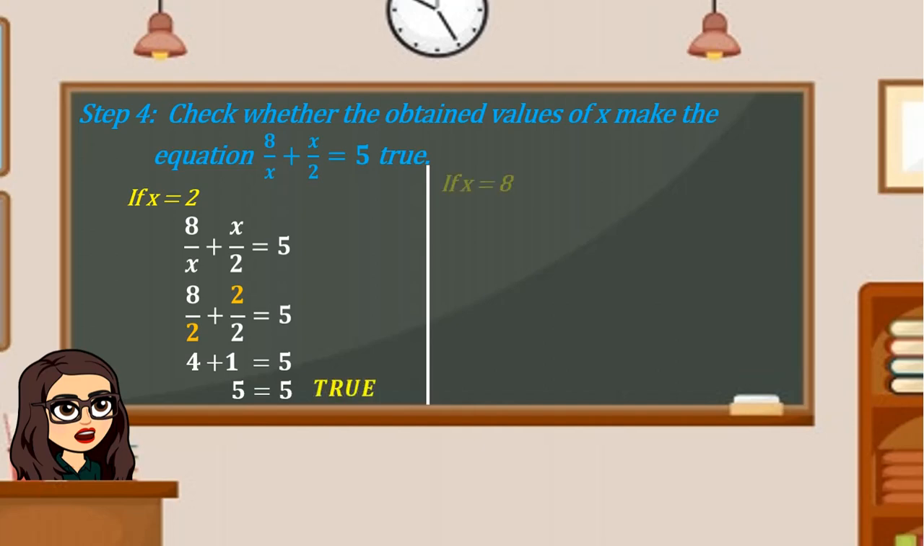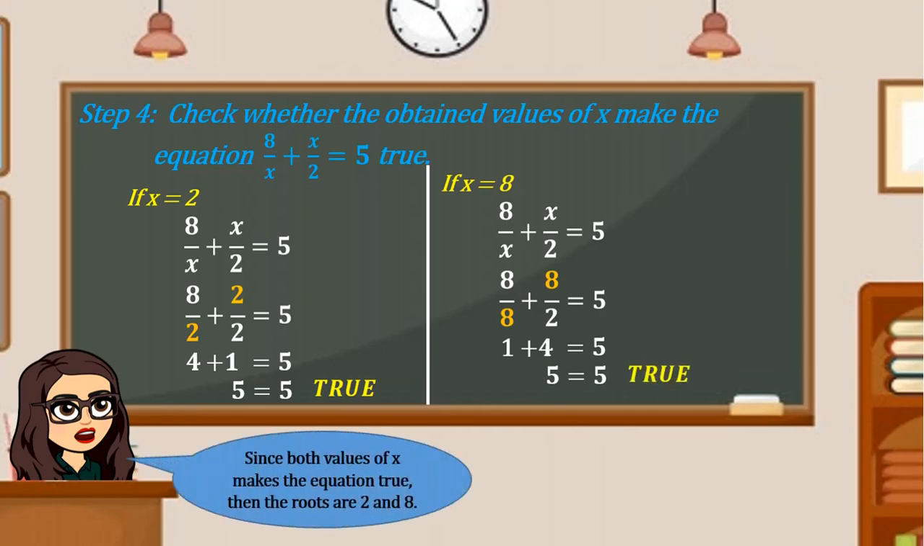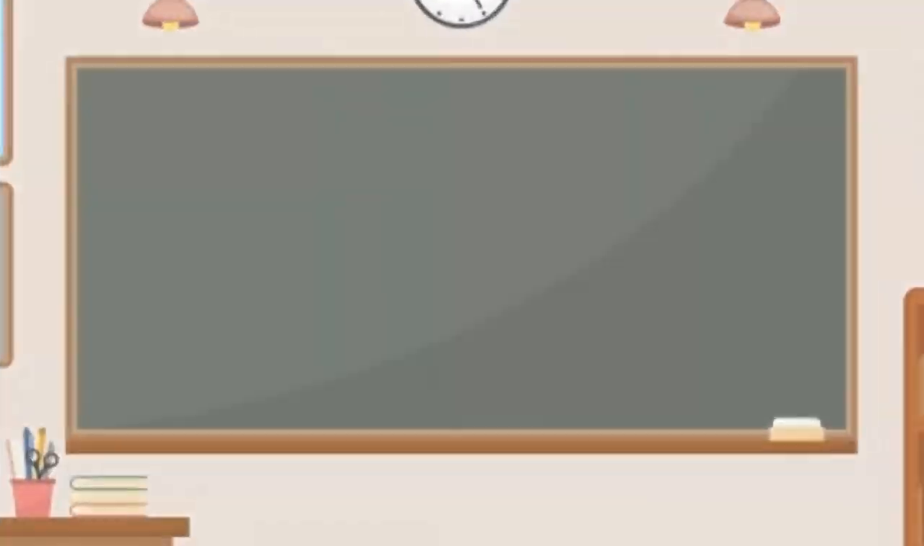For the second obtained value, which is 8, again, from the original equation, substitute 8 for the variable x. So 8 over 8 plus 8 over 2 equals 5. 8 divided by 8 is 1. 8 divided by 2 is positive 4. Then bring down 5. 1 plus 4 is 5. And 5 is equal to 5. So true. Since both values of x make the equation true, then the roots are 2 and 8. Let us now have the next example.